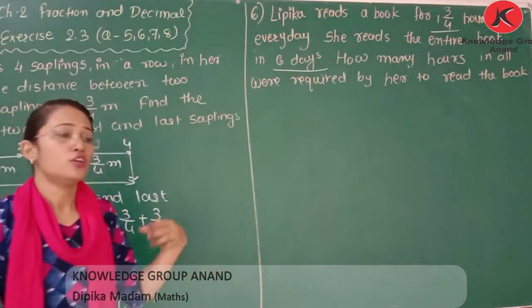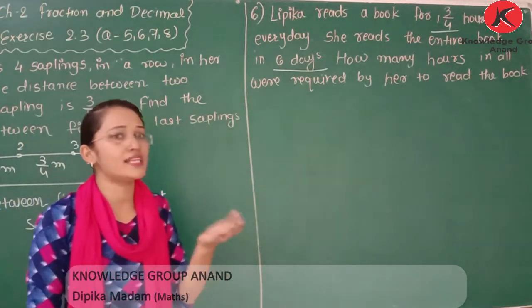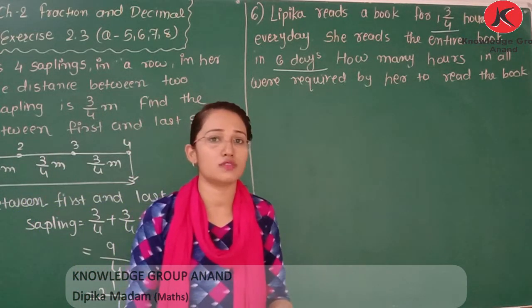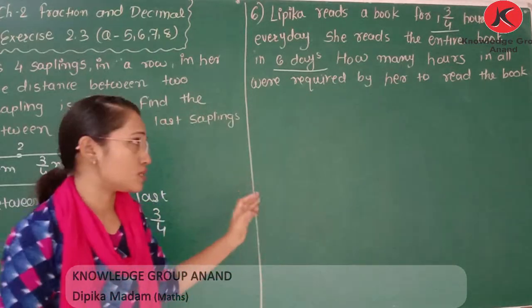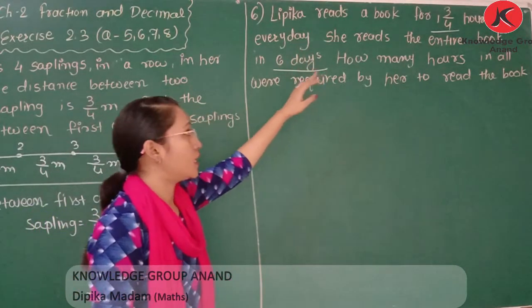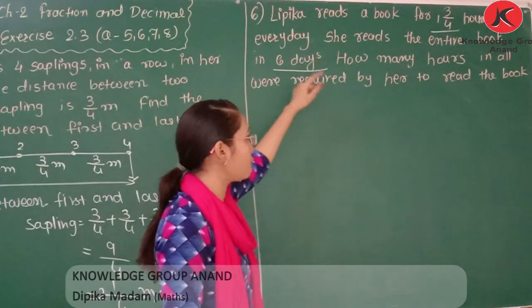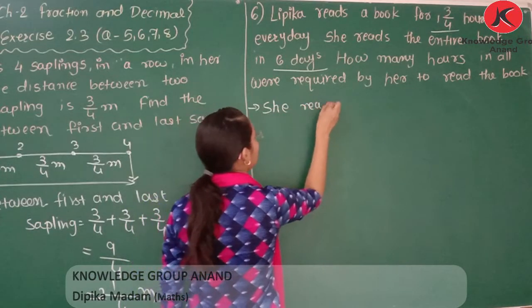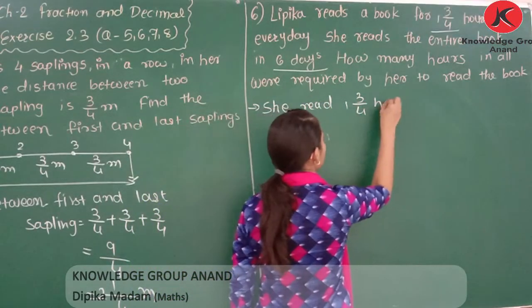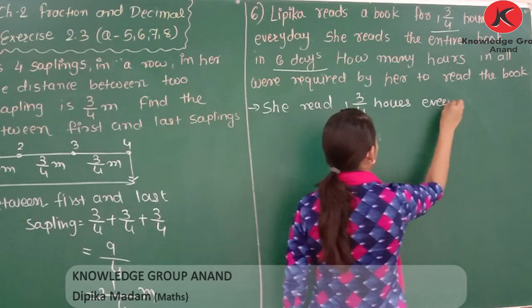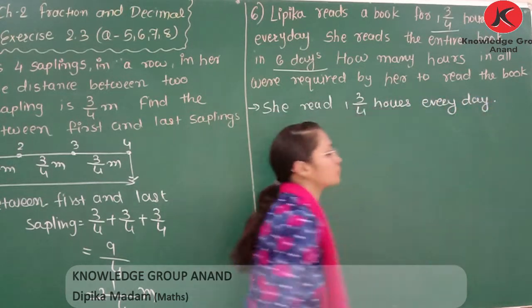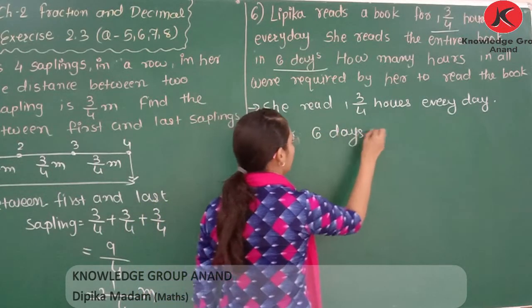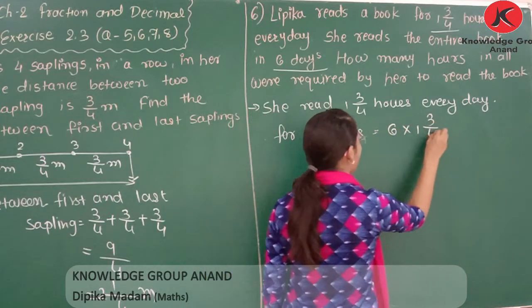For example, you read maths for 2 hours, or you read science for 2 hours every day. In 6 days how many hours do you read? 6 multiply 2. Okay, so the same we need to perform for fractions. Here she reads for 3 by 4 hours every day. So for 6 days, 6 multiply 3 by 4 hours.